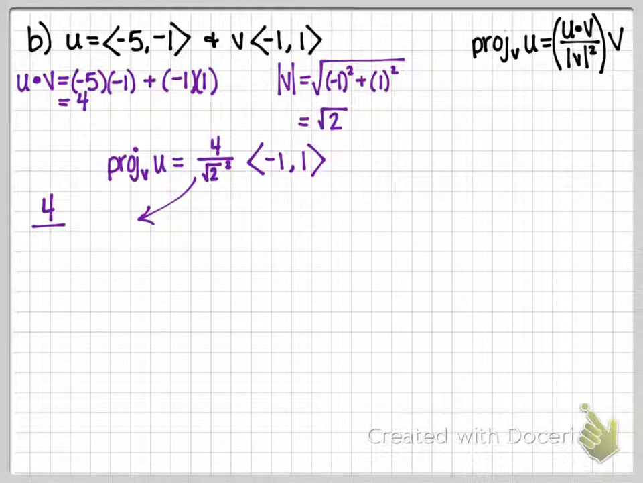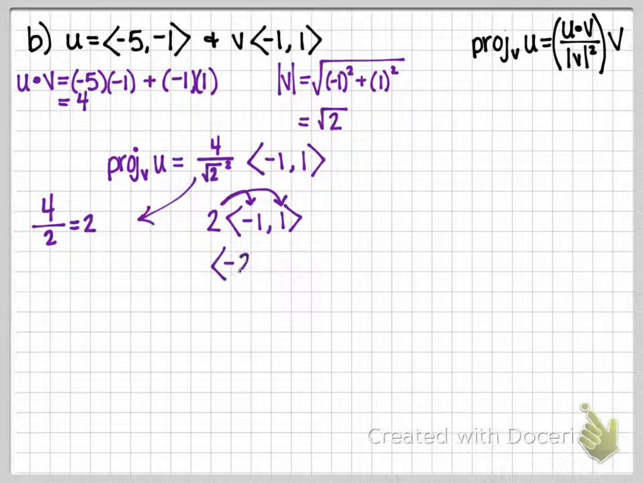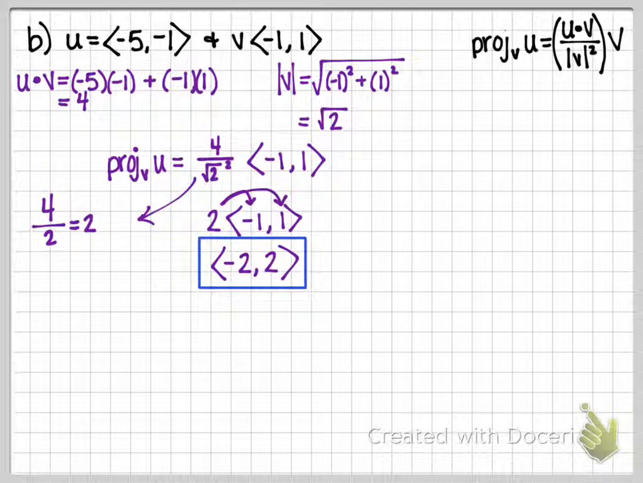So we have 4 over the square root of 2 squared, so that's just 2. 4 divided by 2 is 2. So I've got a 2 out front, and I'll distribute it through that vector v right there. And I will end up with -2, 2 for my projection of u onto v.